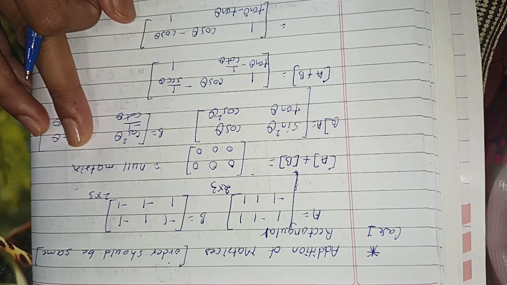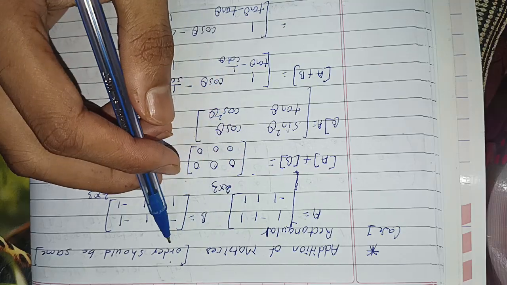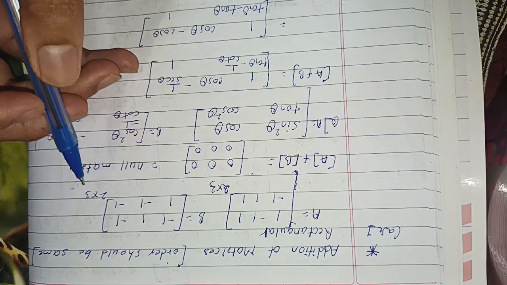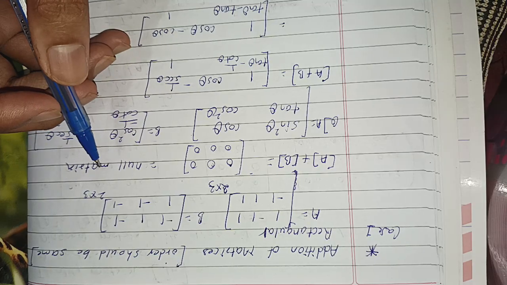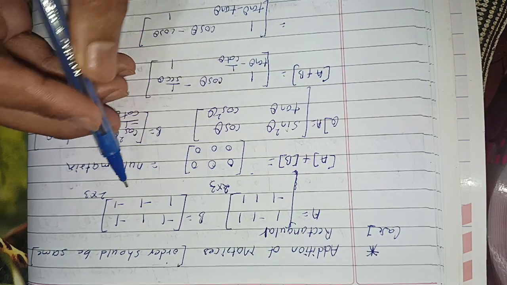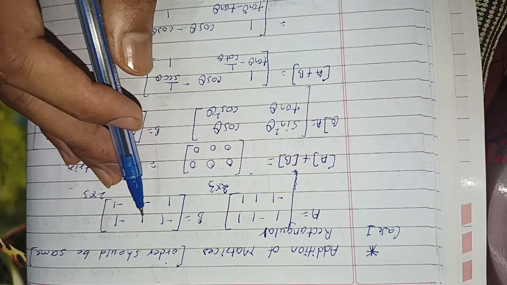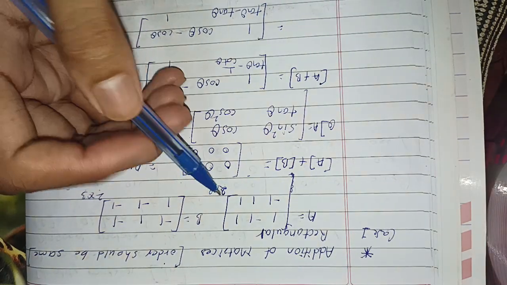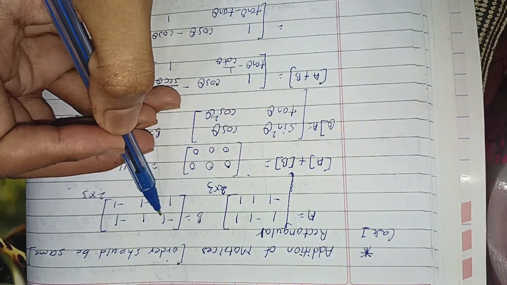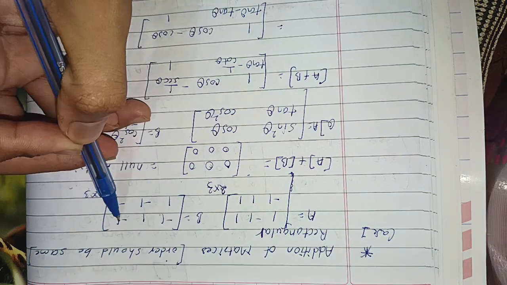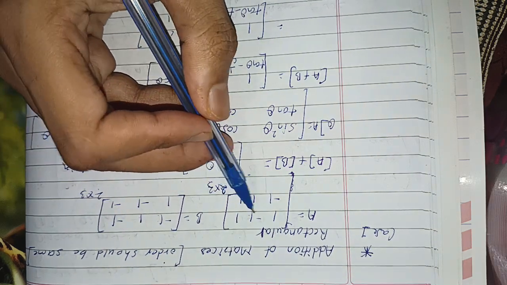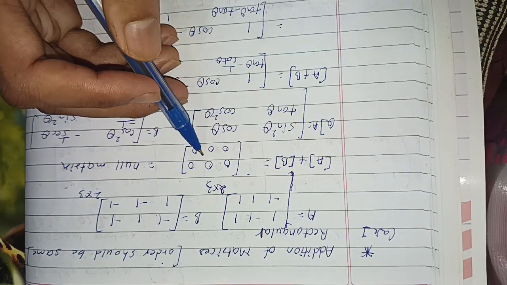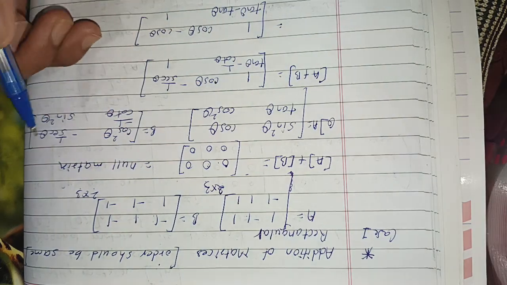Next is addition of matrices. There is a condition in this: the order should always be the same. Then only you can add two matrices. See here, the order is 2 into 3, and here also 2 into 3. Only then can we add. For rectangular or square, both orders should be the same. So we add this element to the corresponding element. So 1 plus minus 1 is 0, minus 1 plus 1 is 0, plus 1 minus 1 is 0. So in the end we get 0.